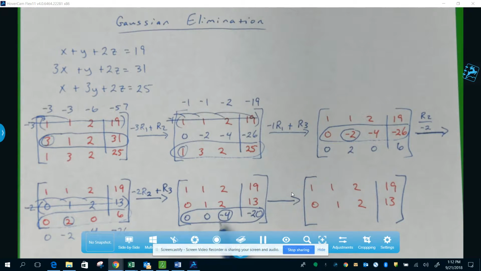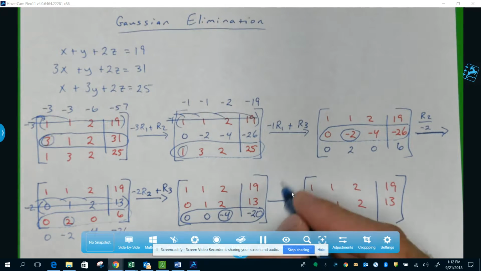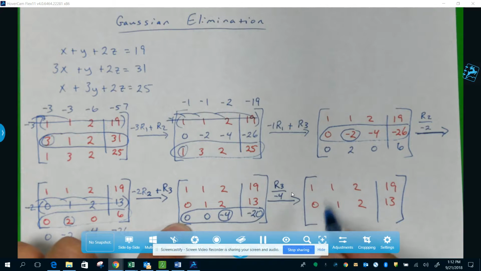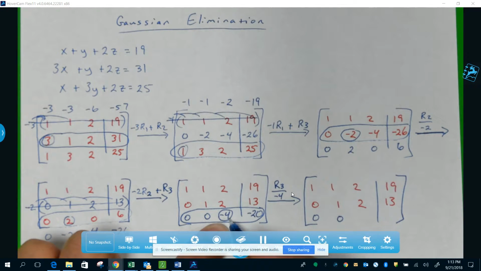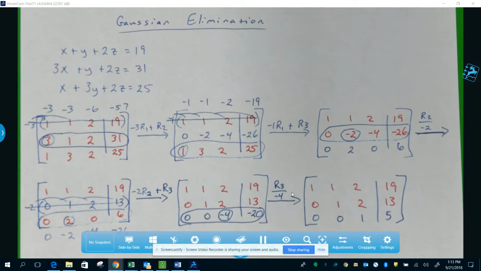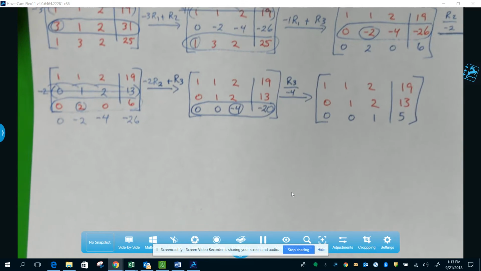All right, so again, if I'm turning a number into a 1, to me, the easiest thing to do is divide the whole row. Well, negative 4 divided by what number is going to give me 1? Negative 4 divided by negative 4. So I'm going to divide all of row 3 by negative 4. 0 divided by negative 4, 0. 0 divided by negative 4, 0. Negative 4 divided by negative 4, positive 1. Negative 20 divided by negative 4 is 5. Okay, and there is my row echelon form.